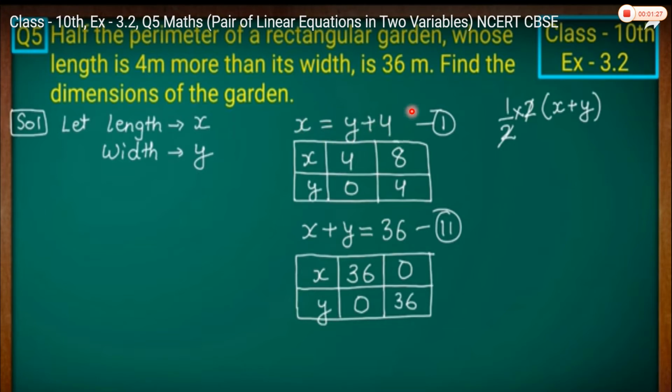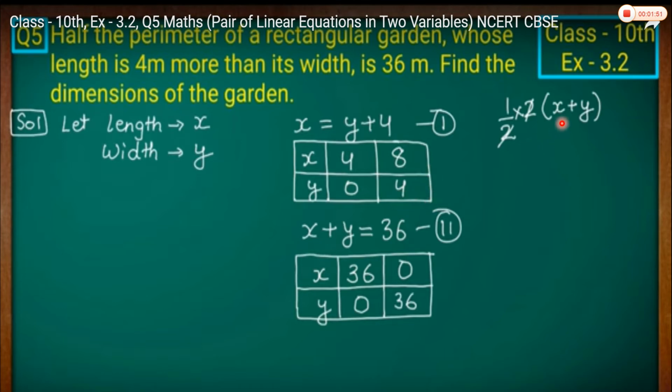From this equation we obtain these points, these coordinates. Make a table and write x and y. In place of x we get the value of y as 0, and if we put x equal to 8, then we obtain y equal to 4.